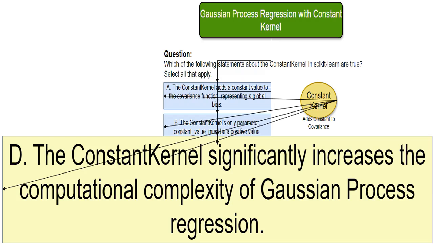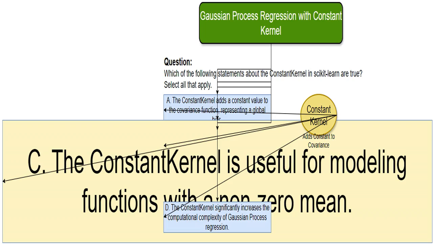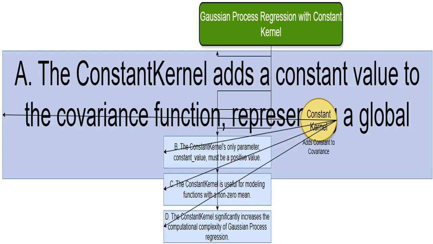This is also false. While adding any kernel adds some computational cost, the constant kernel is computationally inexpensive compared to other, more complex kernels. It doesn't significantly slow down the process. This is true. If your data's average value isn't 0, the constant kernel helps your model better capture that non-zero average. This is true. The constant kernel fundamentally adds a constant value to the covariance function, that's its main job, resulting in a consistent global adjustment to the predictions.